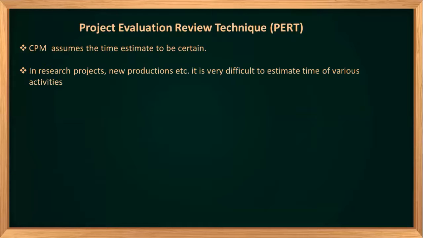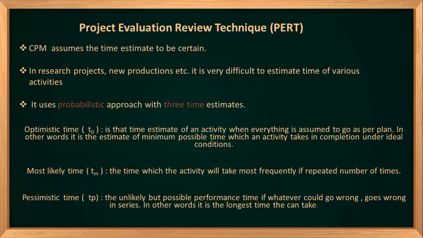So how can we calculate the total completion time in a PERT analysis? PERT uses a probabilistic approach with 3 time estimates. These 3 time estimates are known as the optimistic time, most likely time, and pessimistic time. Optimistic time is the time by which an activity can happen with all the certainties and everything going right.